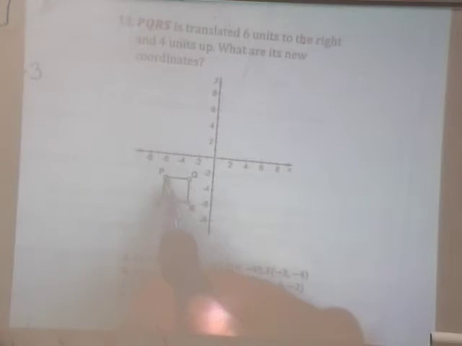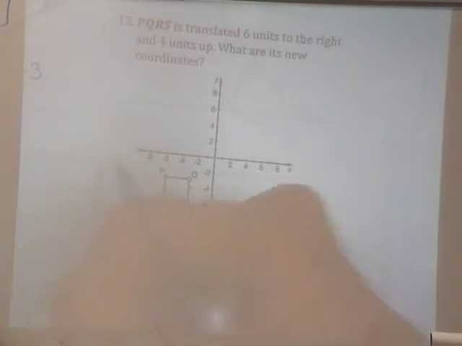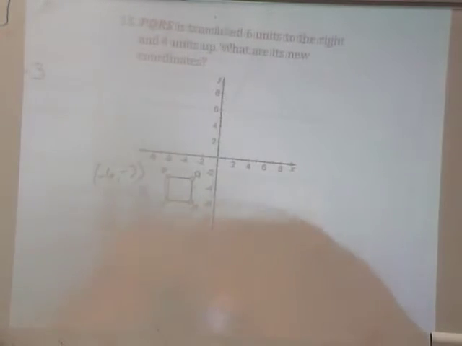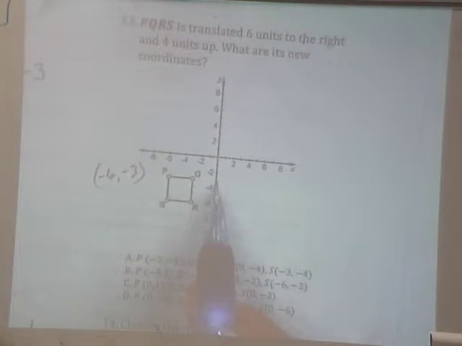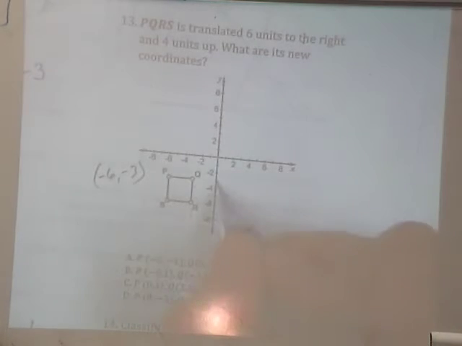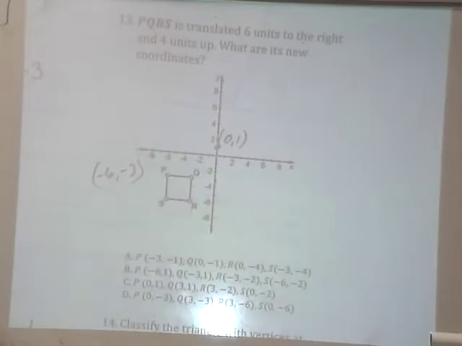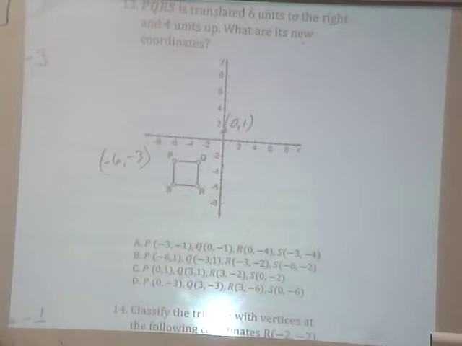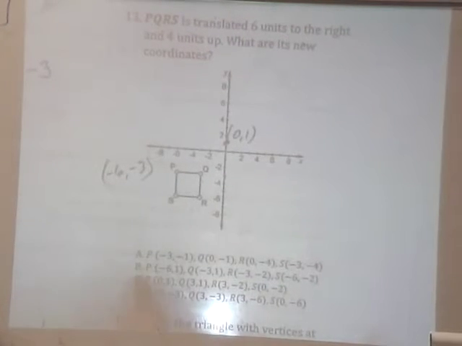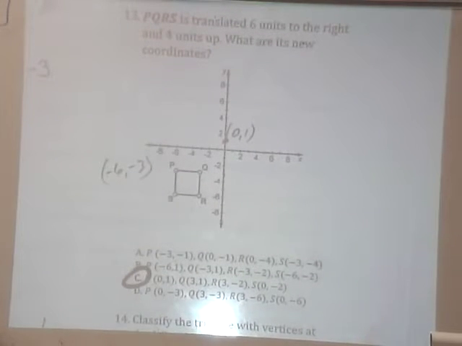If I move, right now what is it? Negative 6, negative 3. So if I move it 6 to the right, it'll be on the y-axis, right? And if I move it 4 up, 1, 2, 3, 4, it'll be right there. 0, 1. So point P moves to 0, 1. So what's it got to be? It's got to be C. Questions on number 13? All right, 14.